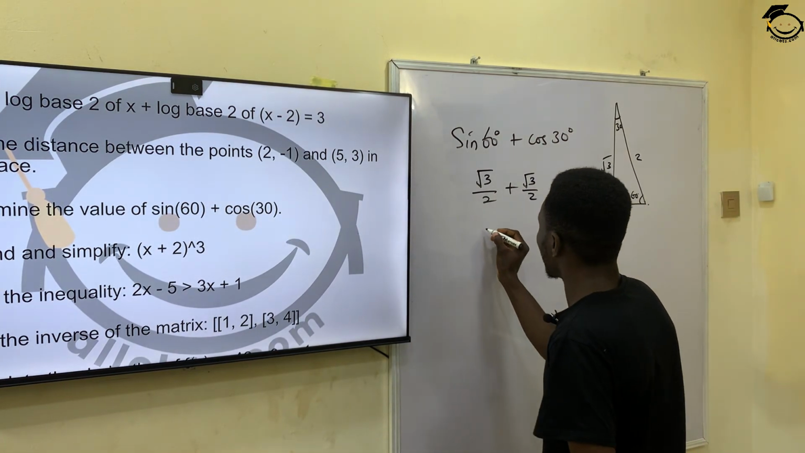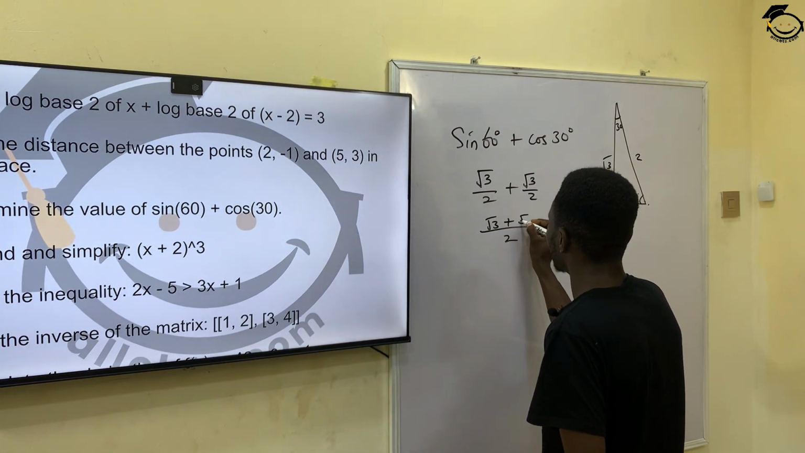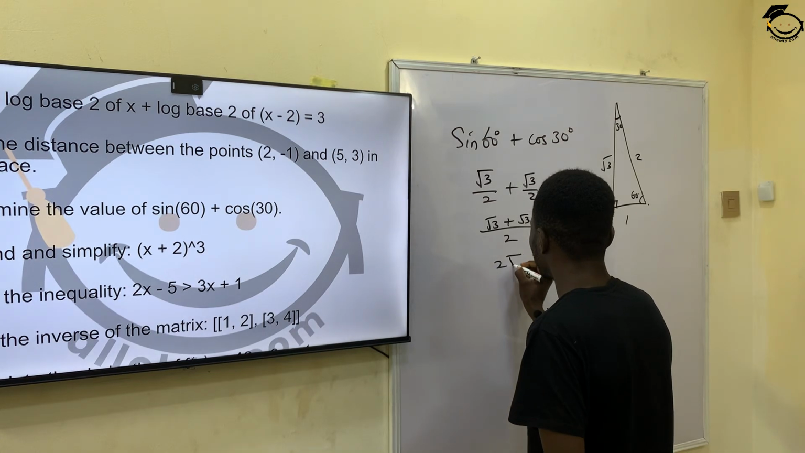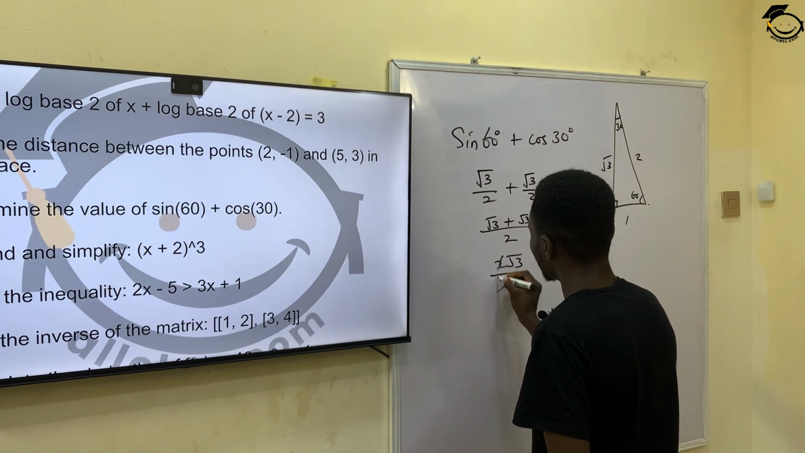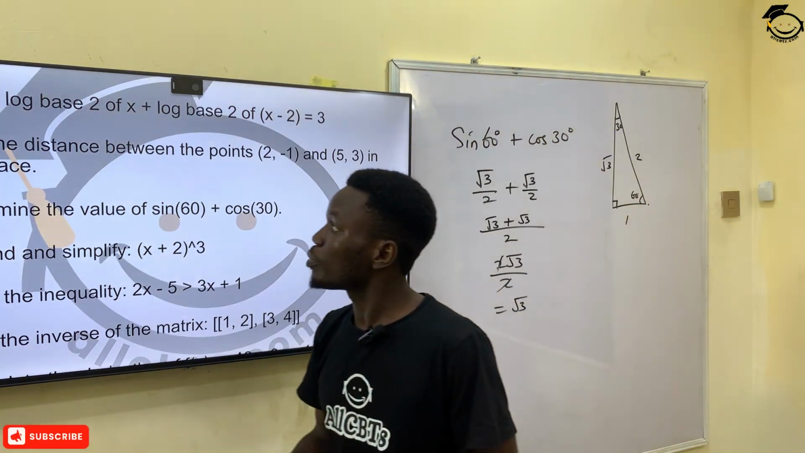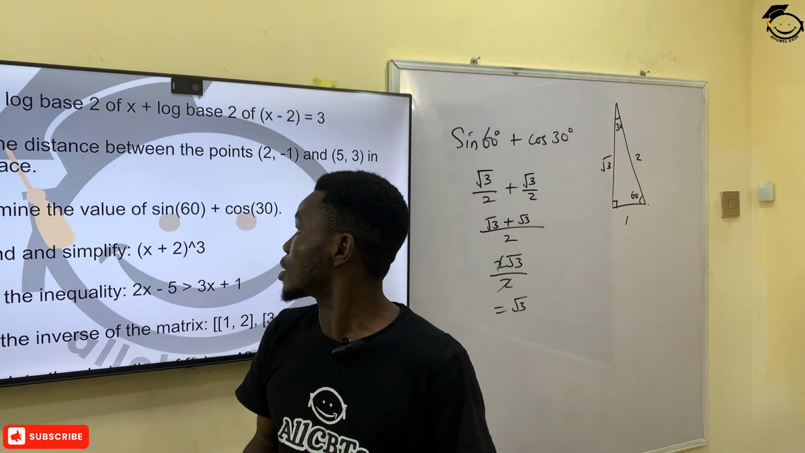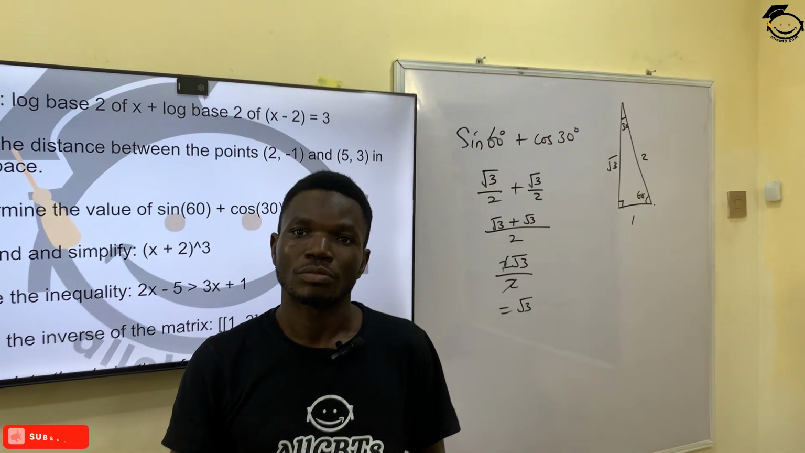2. This means that my LCM here is 2, and this will give me root 3 plus root 3, and that will give me 2 root 3 over 2. 2 will cancel out 2, it means that my answer is root 3. So if I simplify, the value of sine 60 plus cos 30 is going to give me root 3.